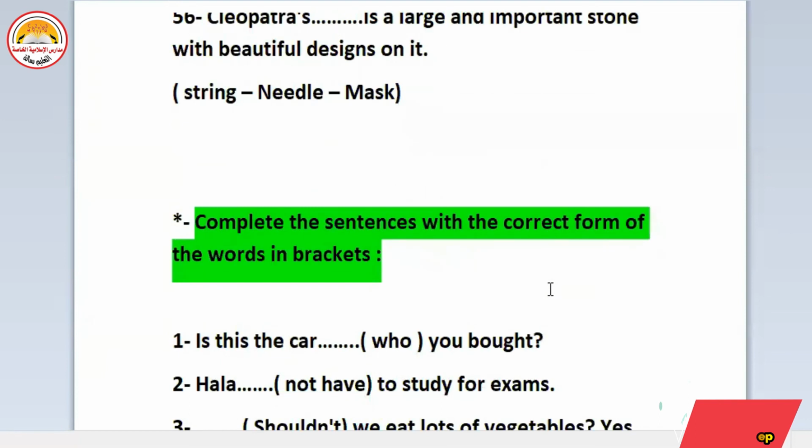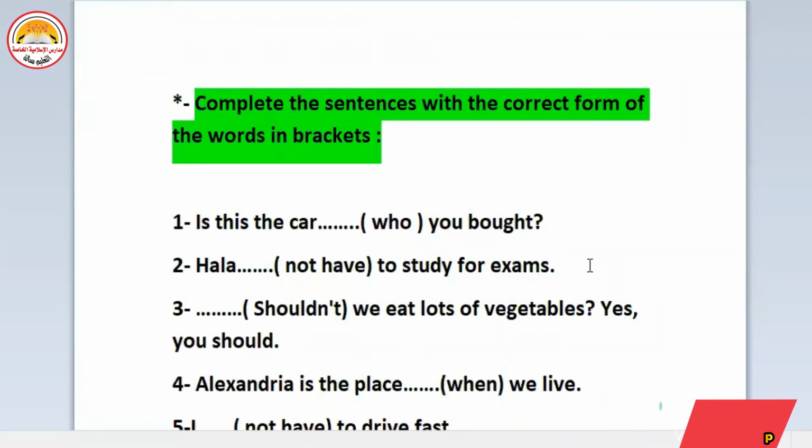Here, complete the sentence with the correct form of the words in brackets. As you know how to answer this question, first you have to look at the sentence carefully and decide which tense or action this sentence is: present simple, present continuous, past simple, past continuous, should, shouldn't, has to, have to, don't have to, doesn't have to, whatever. For example, here number 1.